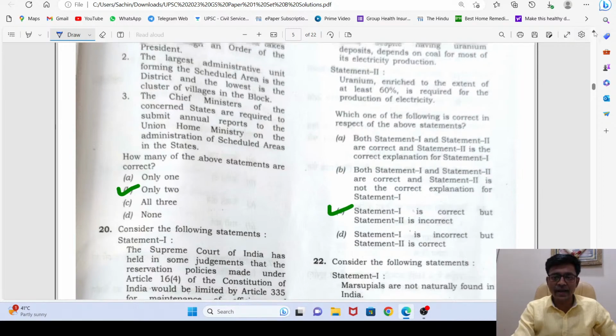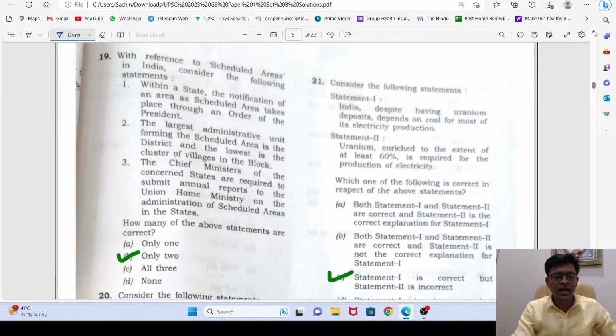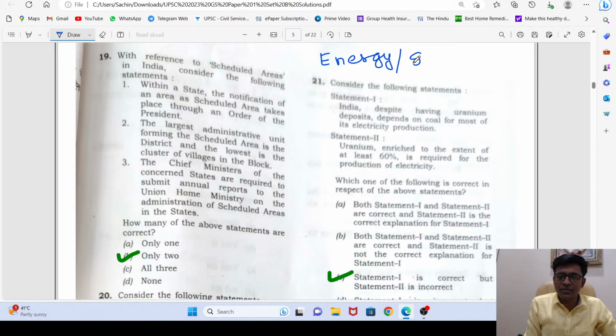Then if you see question number 19 and 20, both are from polity. Now question number 21 is from the energy sector, and we can count this question under science and technology as well. So what is the first statement saying? India, despite having uranium deposits, depends on coal for most of its electricity production. Correct. 53% of the electricity produced in India is from coal. We mainly use coal to produce electricity in India.